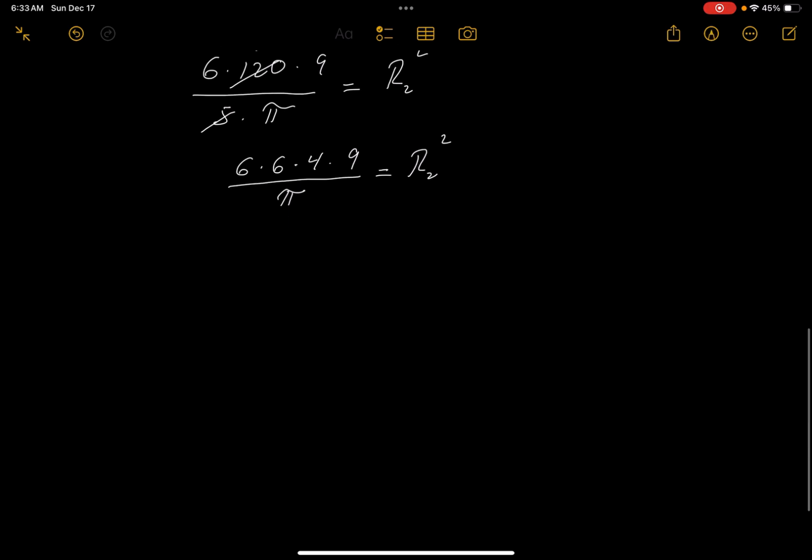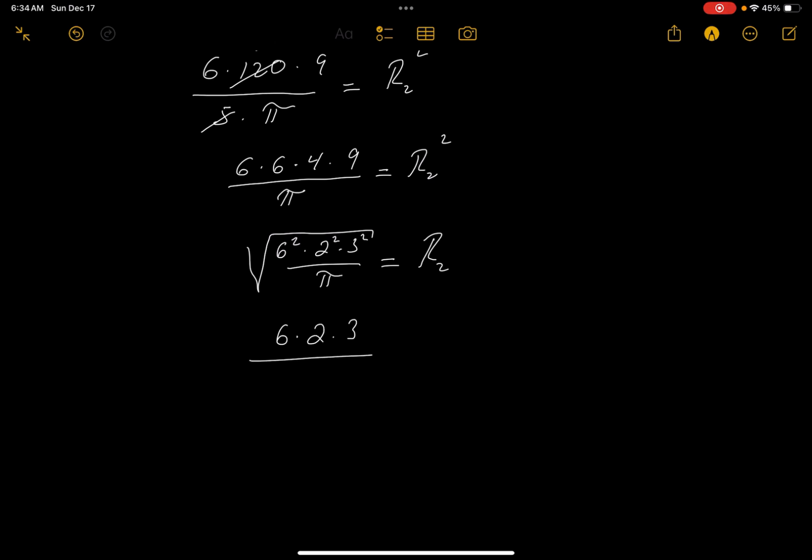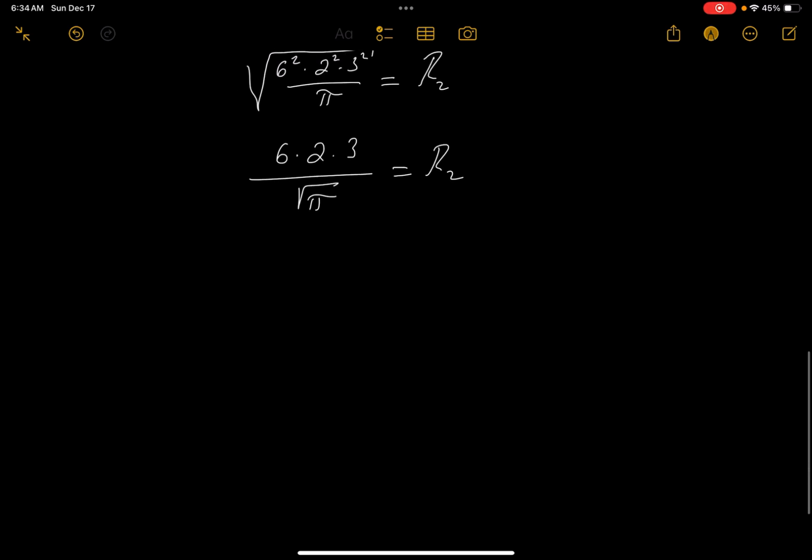Now I take the square root of both sides. It's a positive number, by the way. That's 6 squared, 4 is 2 squared, and 9 is 3 squared, over pi, and that's R2. The square root of 6 squared is 6, the square root of 2 squared is 2, the square root of 3 squared is 3, over the root of pi, and that's R2. Multiply that out, you get 36 over root pi is R2. I think I need to get R1 now.